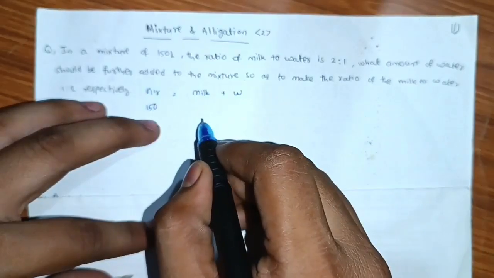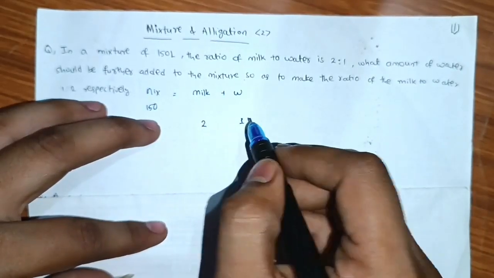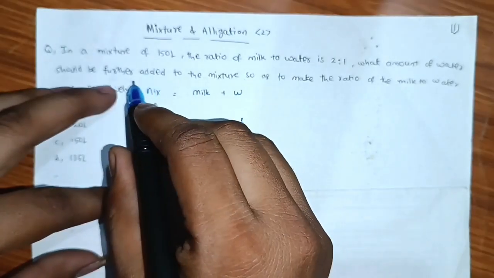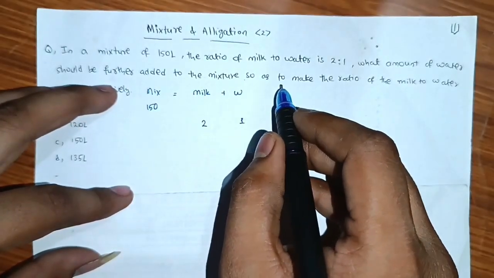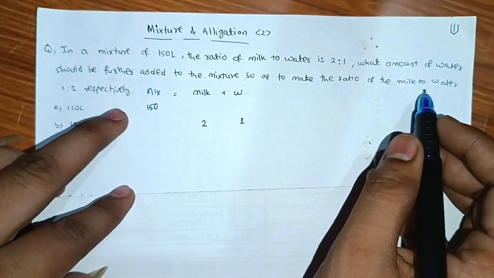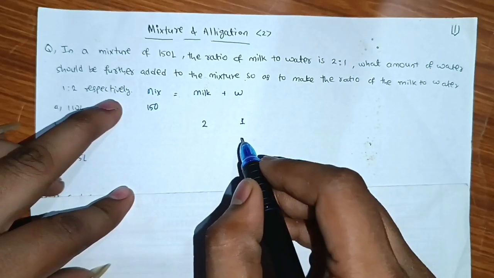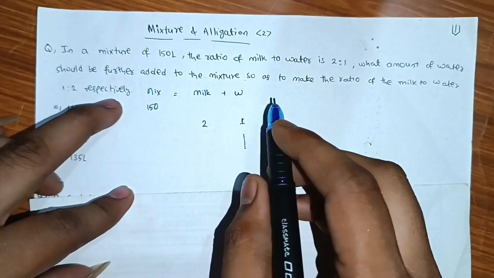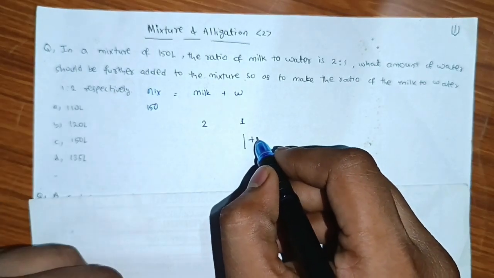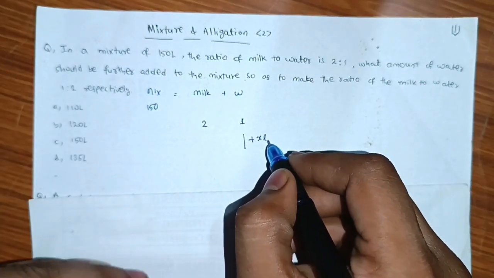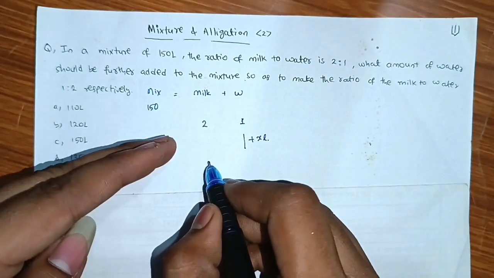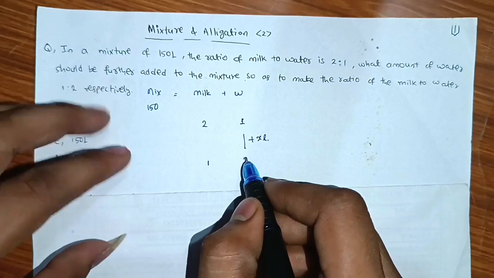So it is in the ratio 2:1. What amount of water should be further added to the mixture so as to make the ratio of milk to the water 1:2 respectively. So later in this question he is going to add some x liters of water, in which the ratio of milk and water is becoming 1:2.